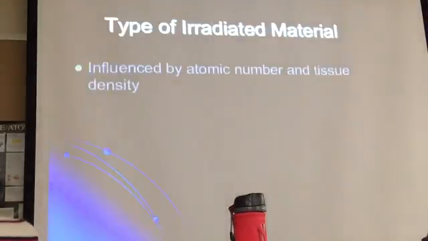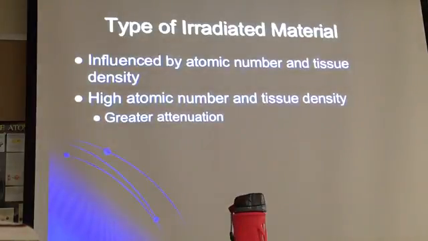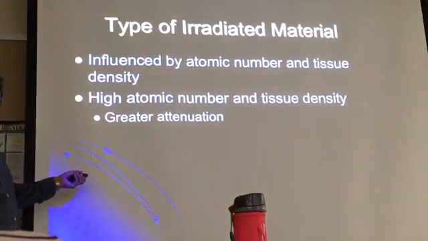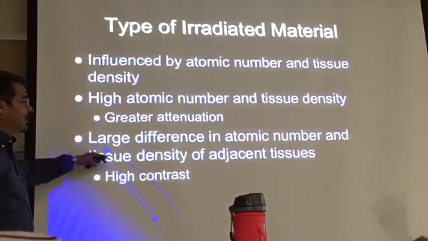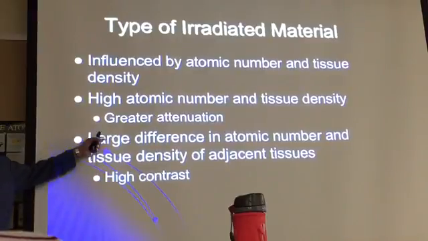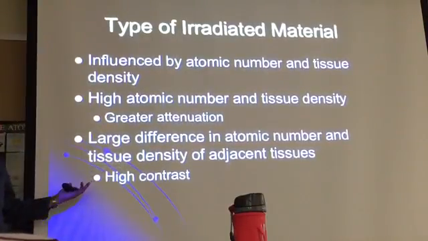All right. So type of irradiated material is influenced by the atomic number and tissue density. Okay, high atomic number and tissue density, you will have greater attenuation, more photoelectric interaction. Okay, so a large difference in atomic number and tissue density of adjacent tissues will give you high contrast. And this is what I was explaining before, when adding contrast media.